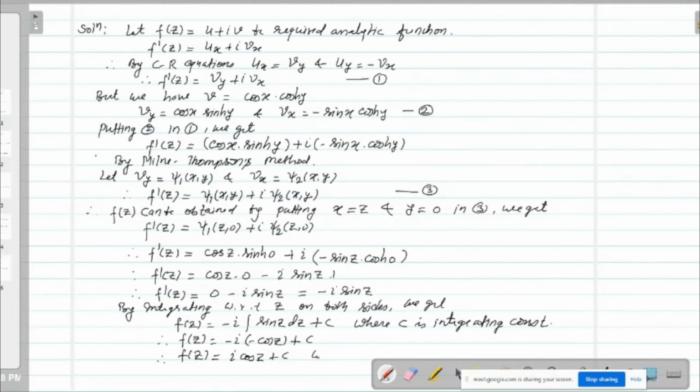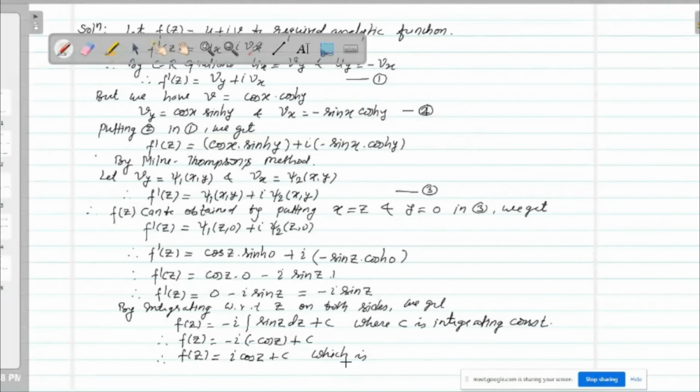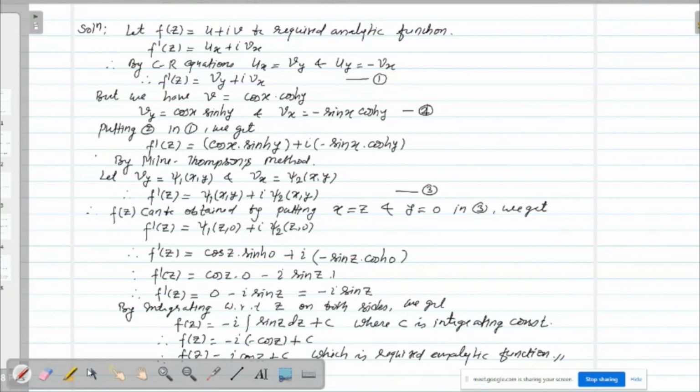Which is the required analytic function. Okay, how easy is this problem? Are you getting this much? Have you understood this? Yes or no, students? Have you understood this problem? How to solve and how to find an analytic function whose imaginary part is given to you? Is this easy and interesting to you?